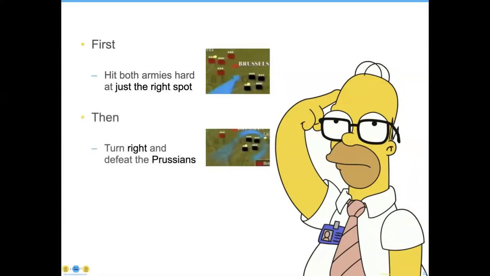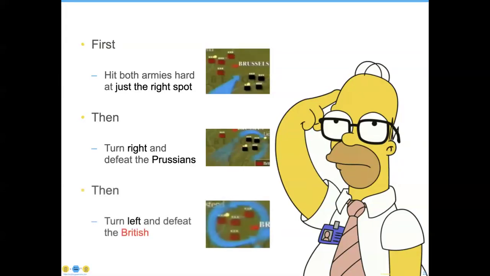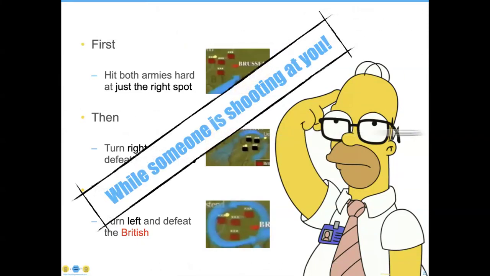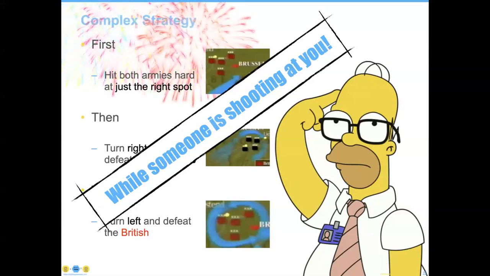And then everybody in the army turn right and defeat the Prussians. Okay, and then turn left and defeat the British. And oh, by the way, please do this all the while somebody is shooting at you. Well, I hope you agree with me that this is really an example of a complex strategy.